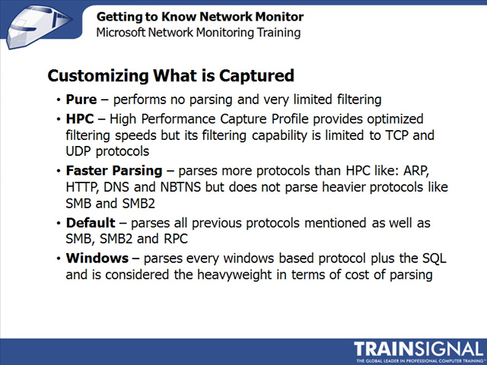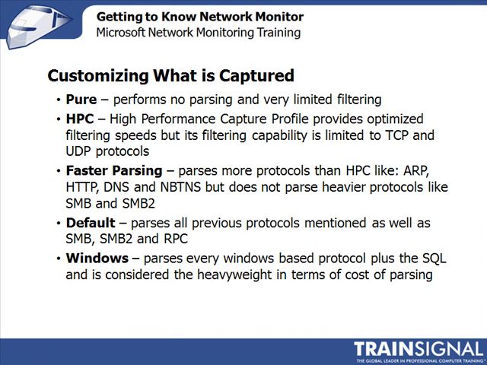Now, you can also customize the data that is captured by choosing a parser profile. There are only 5 by default. You can create your own as well, but I wanted to show you what these mean. The first parser profile is called Pure. Well, this doesn't actually do a lot of parsing. It gives you very, very limited filtering. It is the most basic capture that you can create.